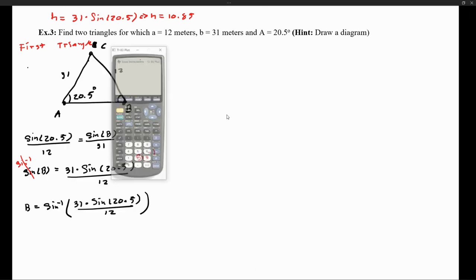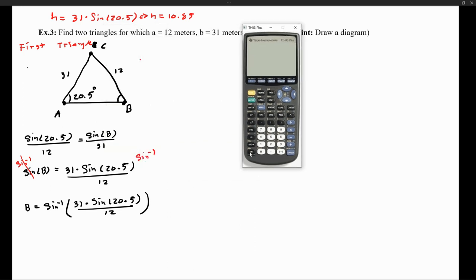And now again, this is something that we can use our graphing calculator to find the value of. So let me pull up the graphing calculator here. So the inverse sine of 31 times the sine of 20.5, this parenthesis will close out the sine, this parenthesis will close out the numerator, divided by 12. And this parenthesis will close out the inverse sine, and that gets me a value of 64.8. So now I know that b has a value of 64.8.